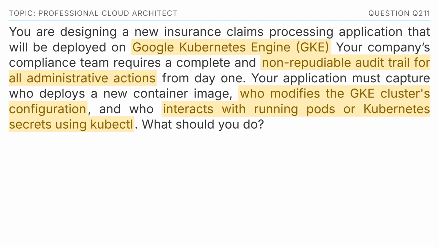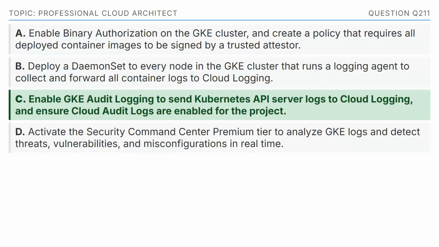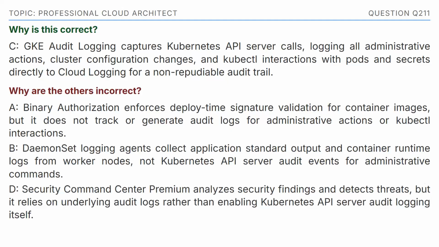To arrive at the correct answer, we focus on the keywords Google Kubernetes Engine, GKE, non-repudiable audit trail for all administrative actions, who modifies the GKE cluster's configuration, interacts with running pods or Kubernetes secrets using kubectl. The correct answer is option C, enable GKE audit logging to send Kubernetes API server logs to cloud logging, and ensure cloud audit logs are enabled for the project. Why is this correct? C. GKE audit logging captures Kubernetes API server calls, logging all administrative actions, cluster configuration changes, and kubectl interactions with pods and secrets directly to cloud logging for a non-repudiable audit trail.